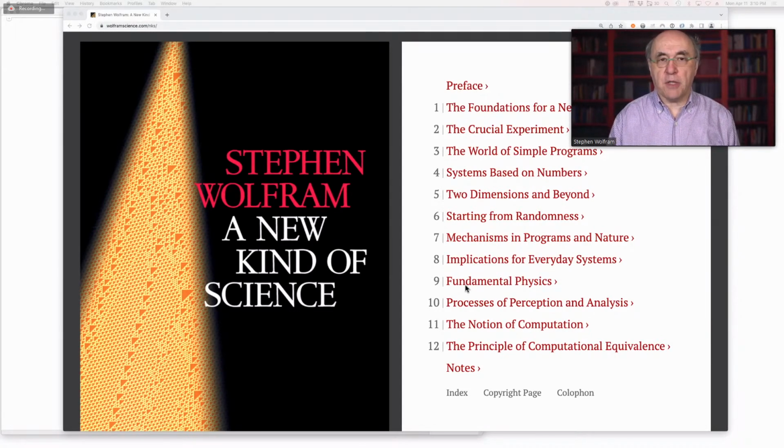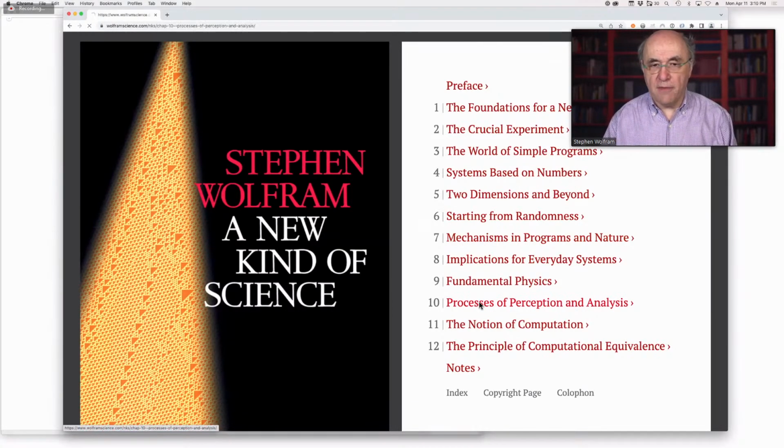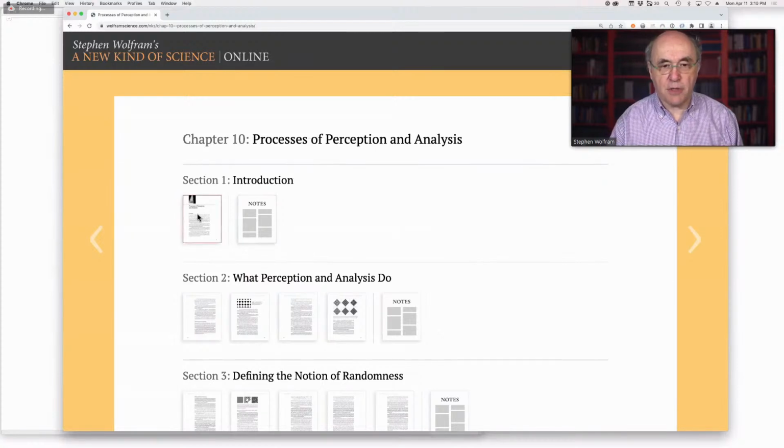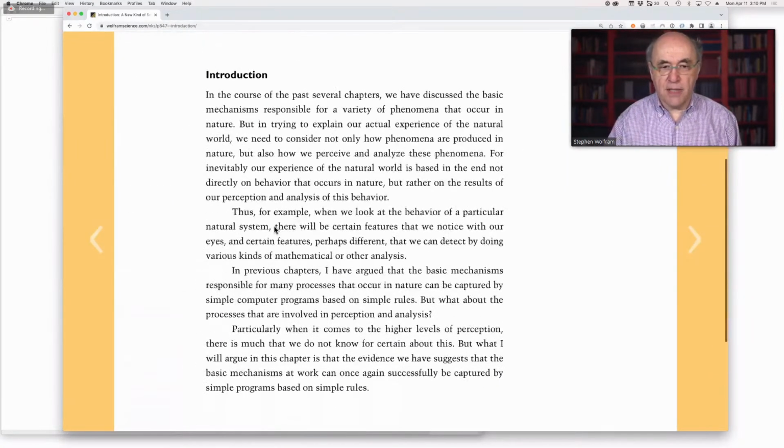These questions about processes of perception and analysis are going to be needed in the NKS book as a way to define what will be the principle of computational equivalence. Essentially, what we have to be able to say is, when I say something looks complicated, what does that mean? Is there a hard definition of complexity, randomness, and so on, and how does that work? Okay, so let's dive into the section on processes of perception analysis. And I have to admit that it's been a while since I looked in detail at this chapter.